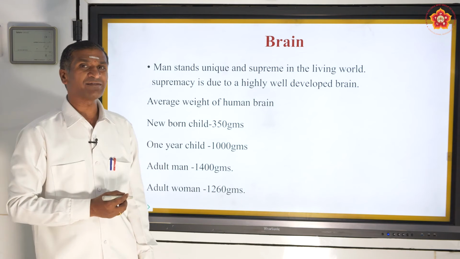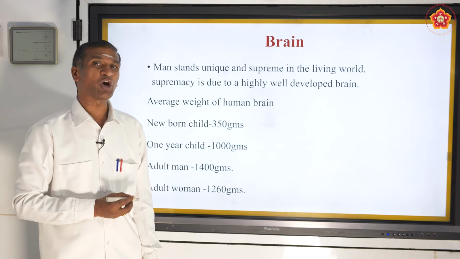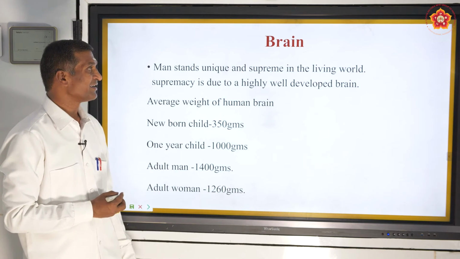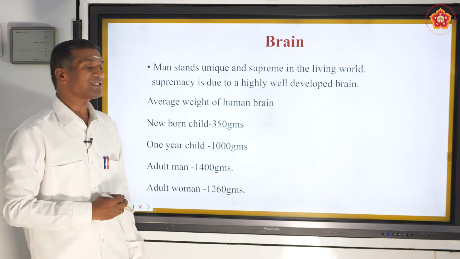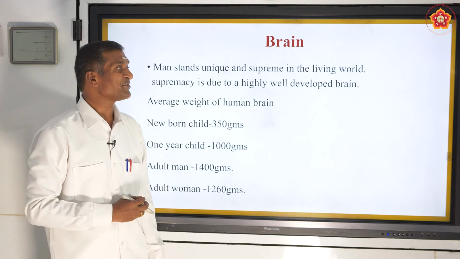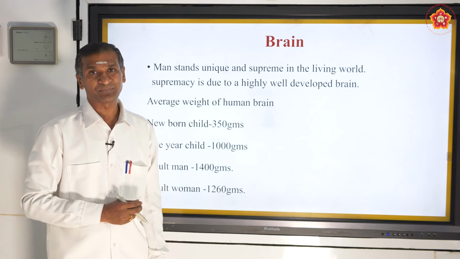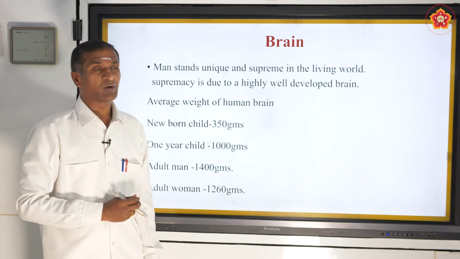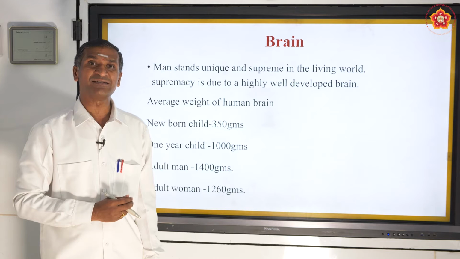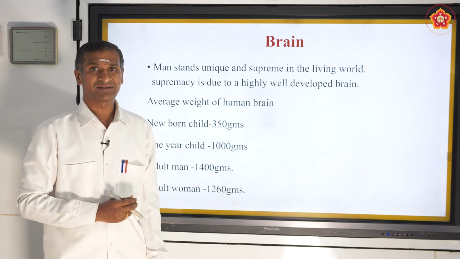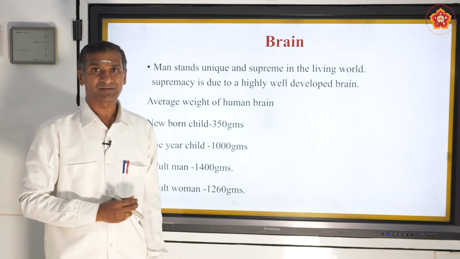Man, or human, stands unique and supreme in the living world. The supremacy is due to a highly well-developed brain. Among all the creations, human creation is the ultimate and supreme.